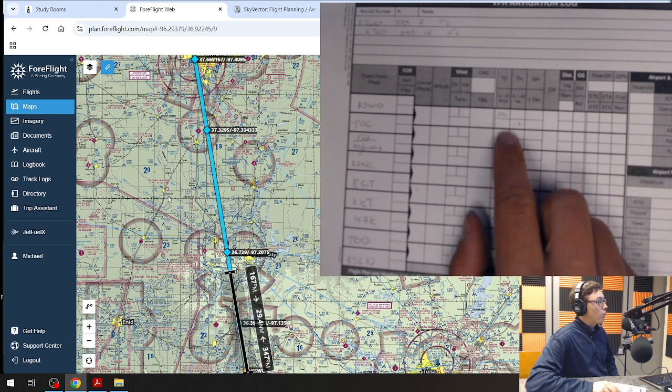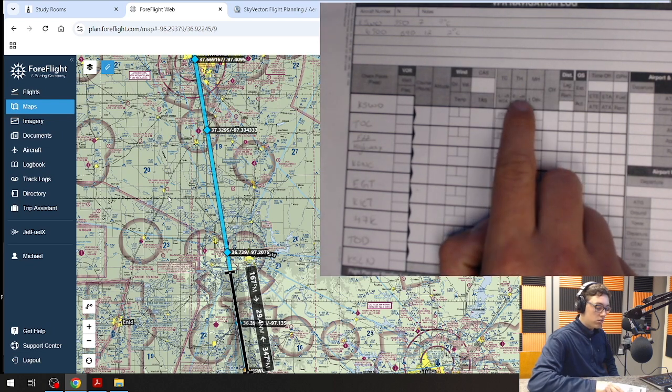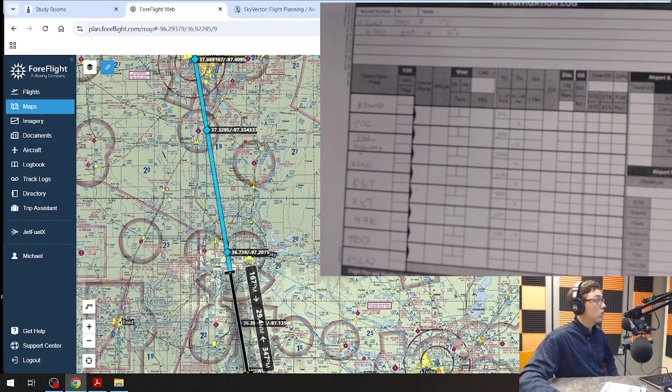We have a saying called west is best, east is least. So you can see east is least, west is best, with a minus and then plus sign, and then your variation accordingly.